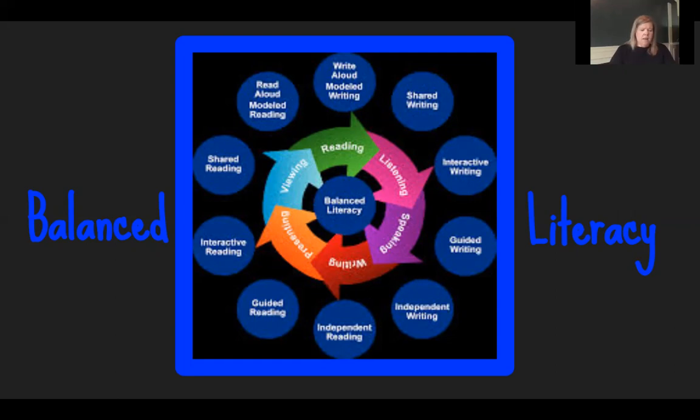When balanced literacy came along in the 1990s, the purpose was to find a better balance, thus the name balanced literacy, by mixing these two extremes. But as the years have passed, it's really come to be much more than just finding a good blend between whole language and phonics. It's really about an instructional model of literacy instruction.